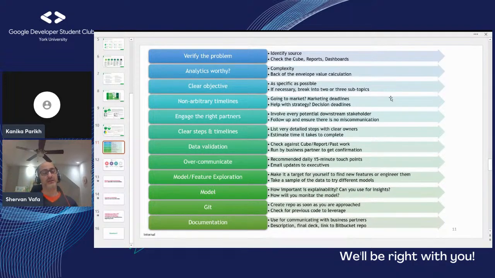Then you move on and say, okay, now that we know what we want to do, we know this is the right problem to solve, and I'm the right person to do it. Next question is, how long is it going to take me to do it? Can I do it in a week? Do I need 3 months? Right? And what are my timelines? What am I working towards?